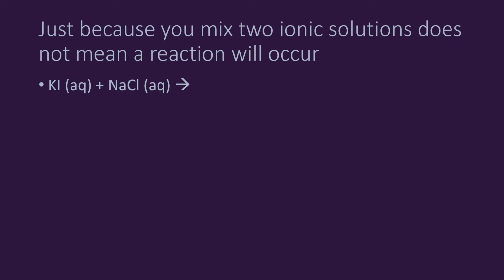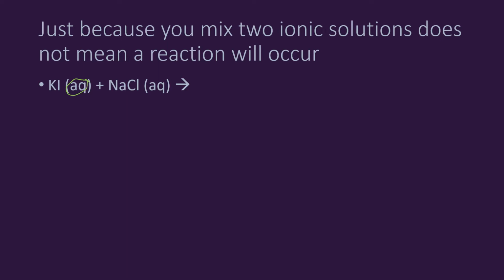Just because we mix two ionic solutions together does not mean a reaction is going to occur. So if we had KI in an aqueous solution and NaCl in an aqueous solution, and just to make sure, these letters in parentheses just tell us its state. Aqueous means it's in a water solution. L means it's a liquid. S is a solid. G is a gas.